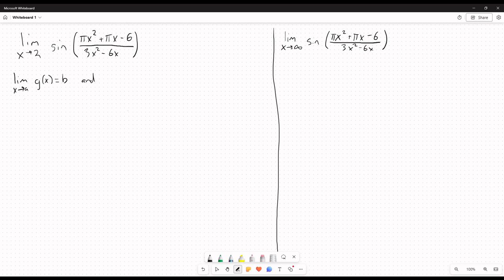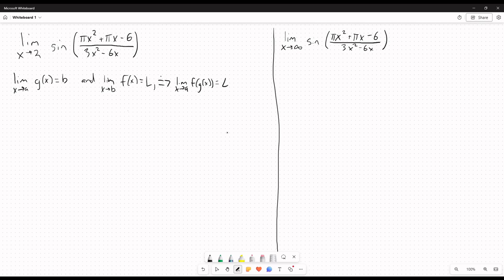and the limit as x approaches b of f of x equals L, then this implies that the limit as x approaches a of f of g of x equals L. There's another way to write this.